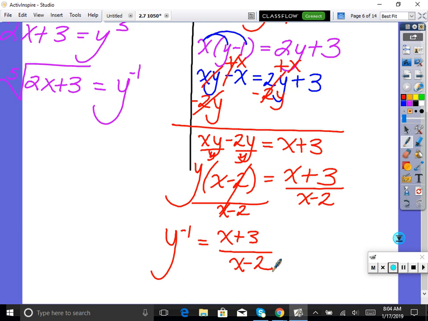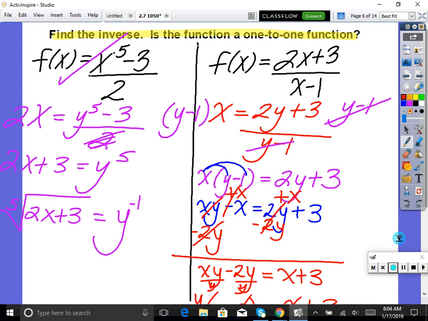The only time, guys, the only time it is not a function for our level is if you have a plus or minus. So you already know the answers to all of these. Because if it doesn't have a plus or minus, yes, it's a function. Therefore, the original function is 1-to-1.